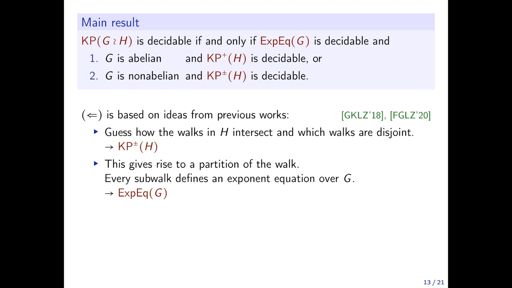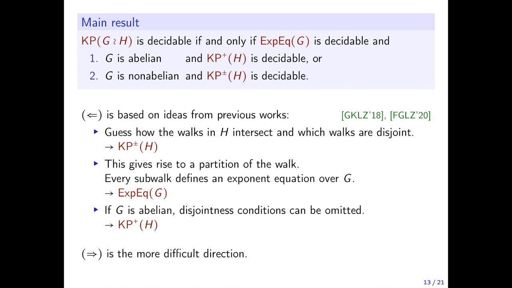Now this intersection pattern gives rise to a partition of this solution walk, and every subwalk then defines an exponent equation over G. In total, we get a system of equations which we can solve using the oracle to EXPEQ of G. Finally, we need to observe that if the group G is abelian, then we actually can omit the disjointness conditions, so we only need the oracle to KP plus, the positive variant of intersection knapsack.